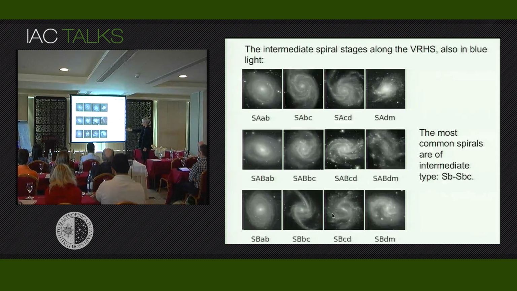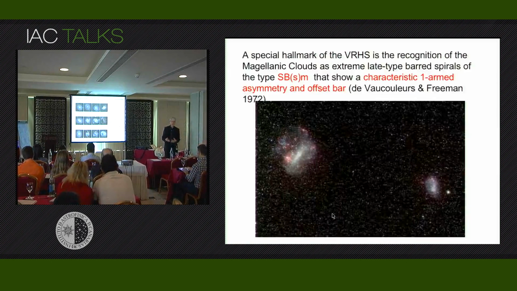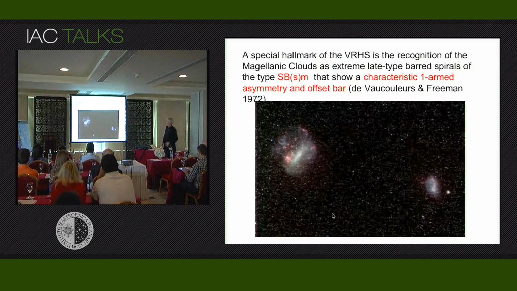Now, there are intermediate stages that you see. I didn't put them together because it would have been so long. But you have the intermediate transitions between A's and B's, B's and C's, C's and D's, D's and M's. And you do that at all the families. And it turns out that the most common spirals in catalogs, not in volume-limited samples, but in catalogs, are SB to SBC.